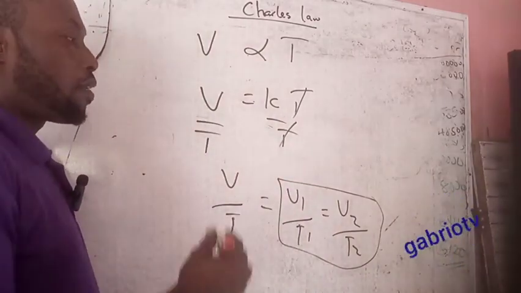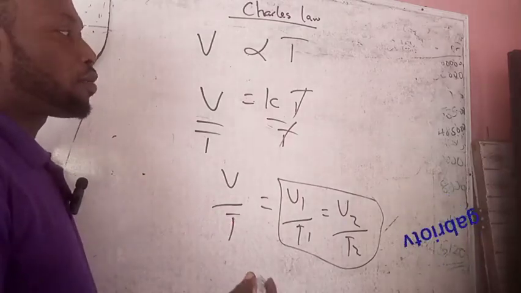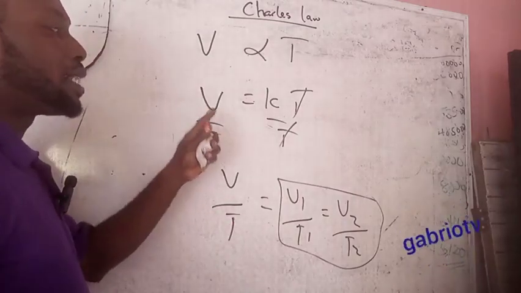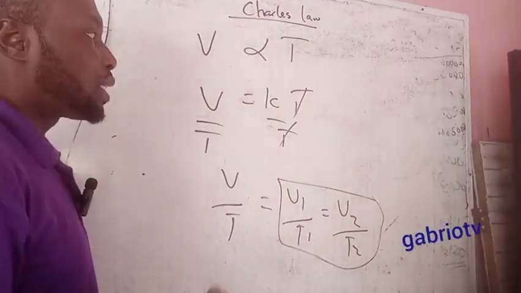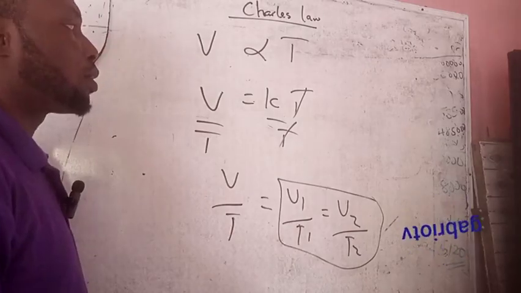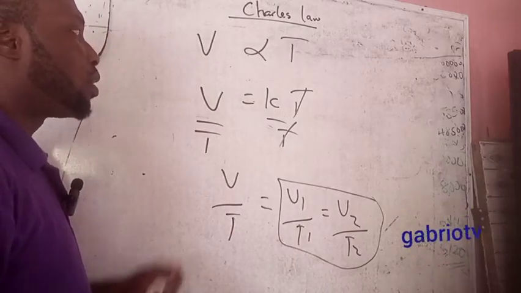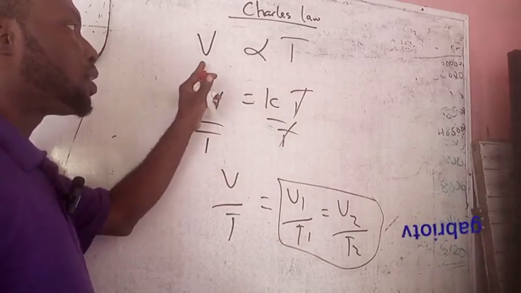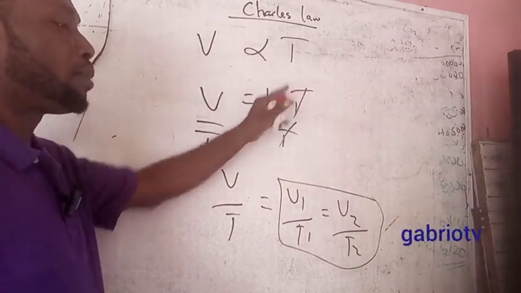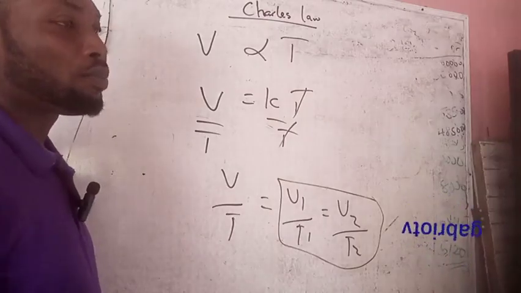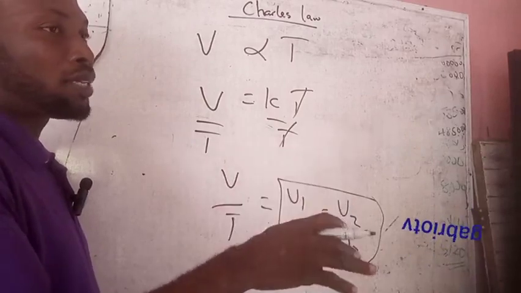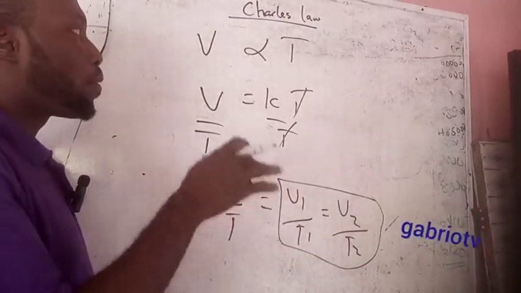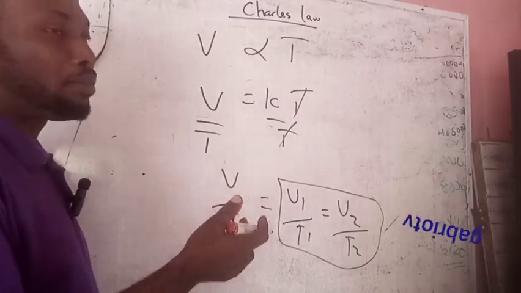That is, for a fixed mass of gas, the volume is directly proportional to the temperature. That's what the Charles law is trying to tell us there. Now, this is the law: volume is directly proportional to the temperature at constant pressure. Since pressure is constant, we are not going to be looking at pressure in any form, but at volume and temperature.